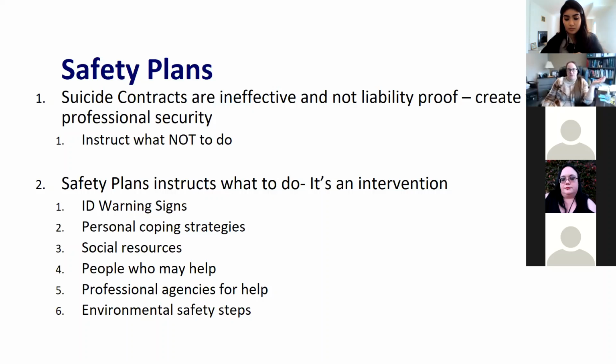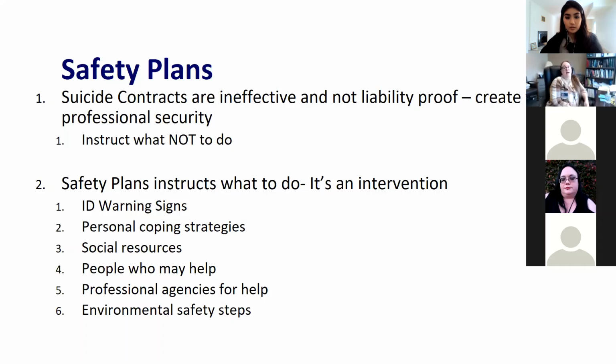Which ones work the best for you? And that may mean teaching a coping strategy to people if they don't have one. Then what are some social resources? What are things, and this one gets hard with the pandemic, what are some things you can do when you're feeling this way to distract yourself? Who are some people you can call just for support? And who are some people you can call who could help you in this situation? Lastly, what are some professional agencies that could help?